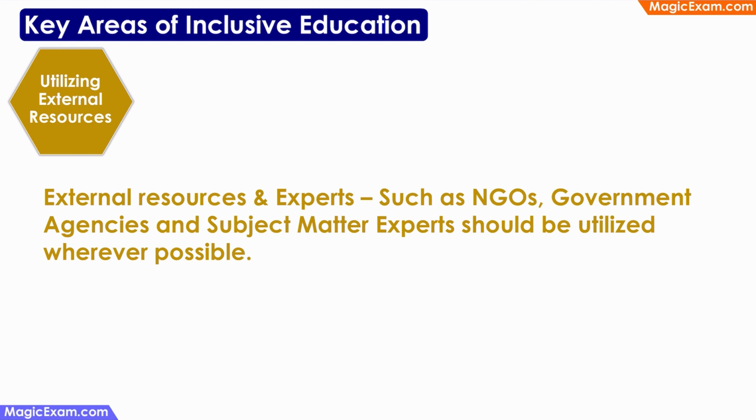And finally, we'll talk about utilizing external resources. Now we have to acknowledge that the teachers and the school authorities are not experts in every area of inclusive education. So wherever required, external resources and experts must be used to meet the needs of inclusive education. So these can be like NGOs or government agencies or subject matter experts. And they should be involved to make sure that the goals of inclusive education are met in the classroom.